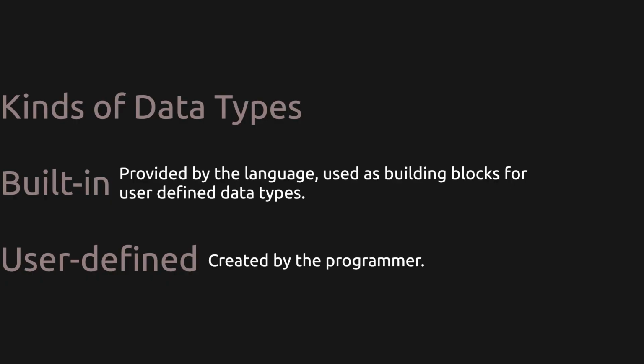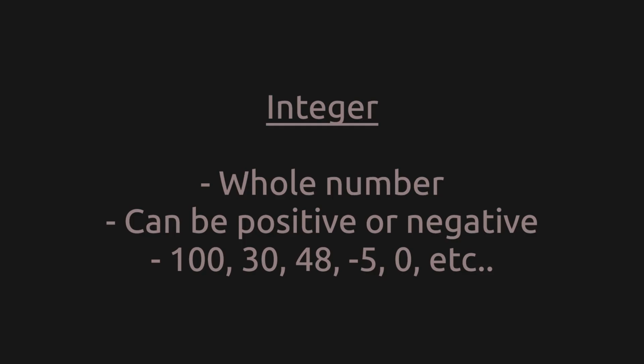So there's different kinds of data types. There are built-in data types, which are data types that are built in to the specific programming language, and there are user-defined data types that the programmer themselves define. Let's go through a list of basic data types that pretty much every language has. Firstly, we have the integer. An integer is just a whole number, positive or negative. You can think of 100, 30, 48, -5, 0, just a whole number.